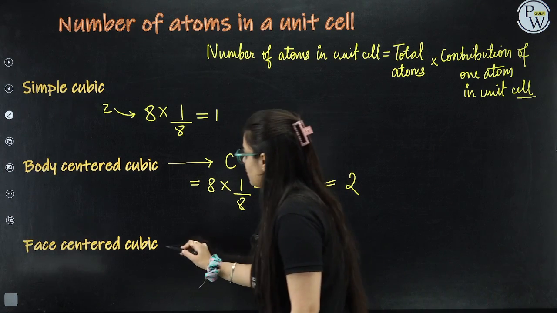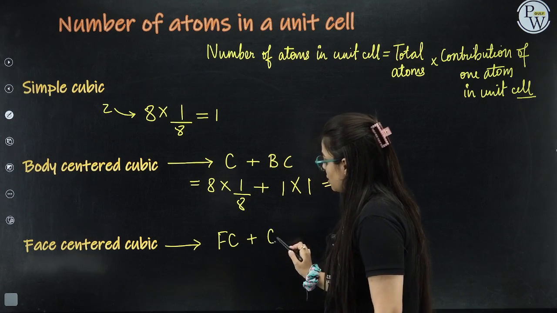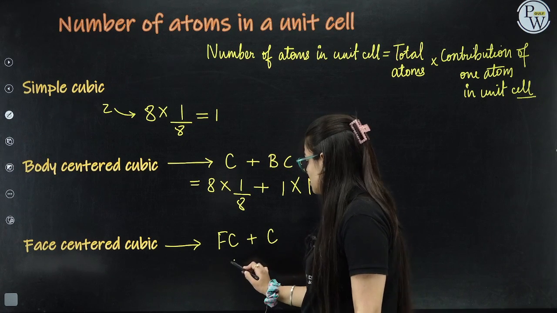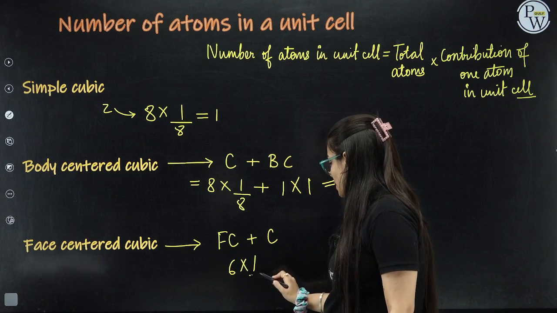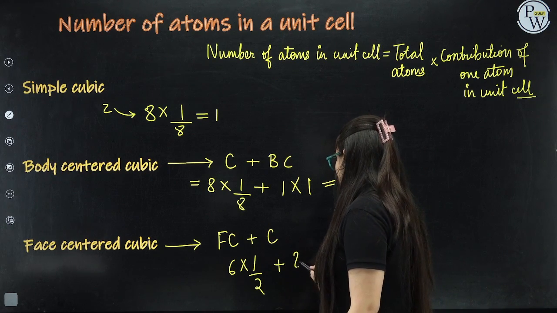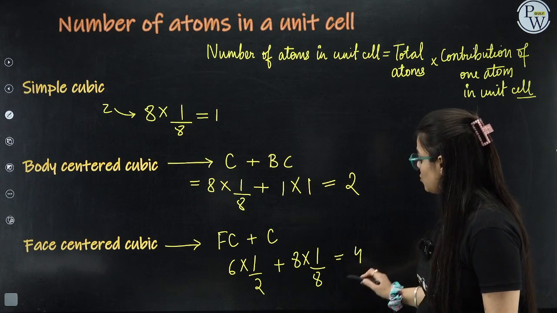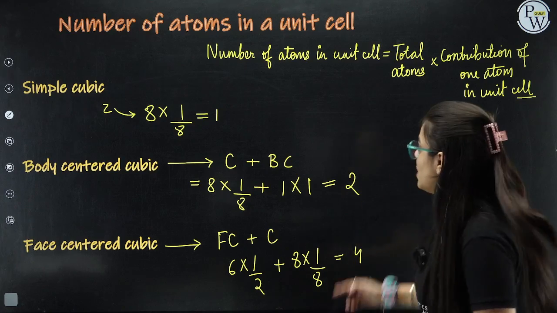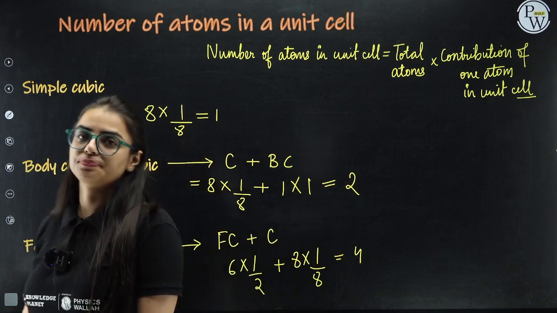Let us see in the case of face centered cubic, the atoms are present at the face centers as well as at the corners. So how many faces? Total 6. What is the contribution in one face? We have already done it in the previous slide. It is 1 by 2. How many corners? 8. What is the contribution? 1 by 8. So this comes out to be how much? 3 plus 1 comes out to be 4. Clear, everyone? Yes, very, very important part. Everybody please write it down.